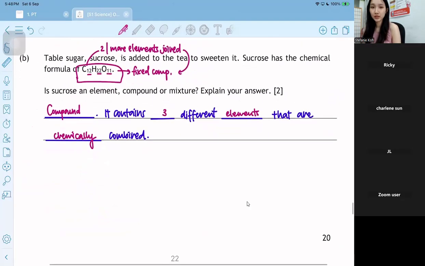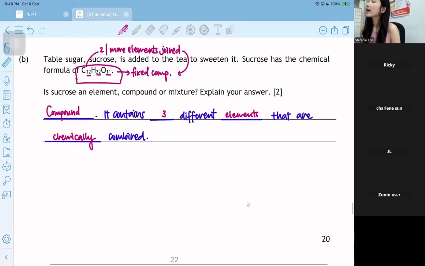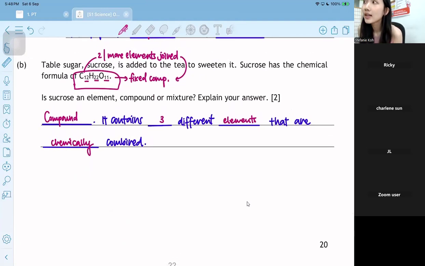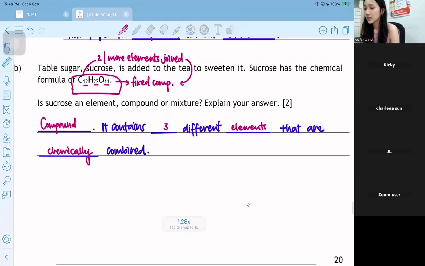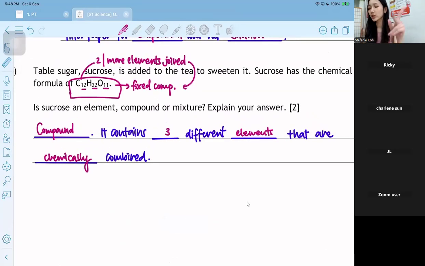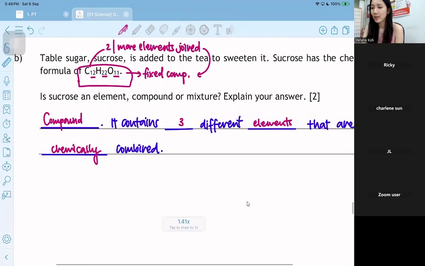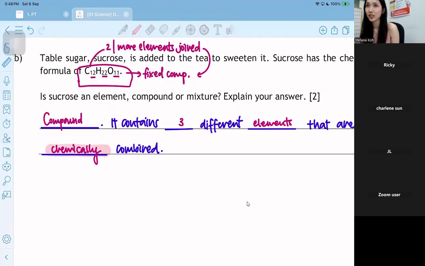Next. Yeah. Since it's only 2 marks, you can choose either one to write. So 1 mark is for stating it's a compound. The second mark, you can tell me it has a fixed composition by mass, either that or 3 elements chemically combined. Okay, so the word chemically is important, because if you just say combined, it could mean physically, but that's not true.